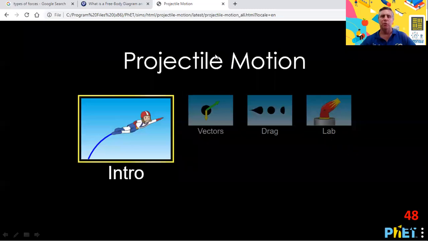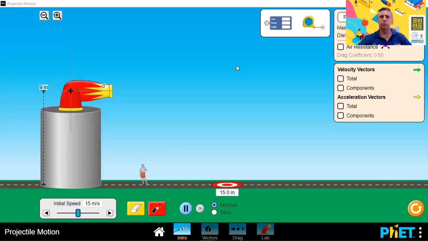It's simply called projectile motion. Teachers, it is in your pack, so please take some time to play around with it and learn some more about projectile motion. So here is the PHET simulation on projectile motion. We have a cannon here, and if I fire the cannon, it shoots an object which travels in projectile motion.